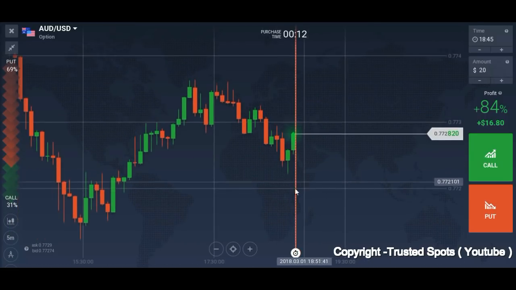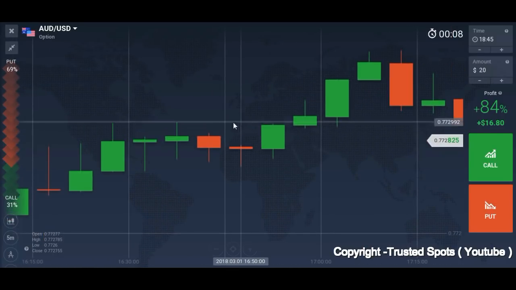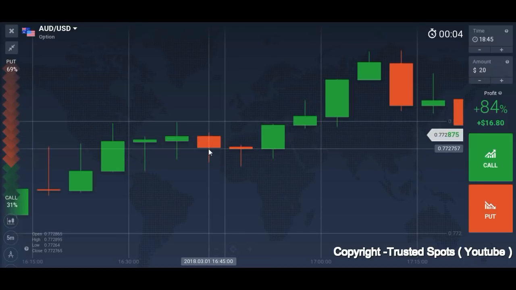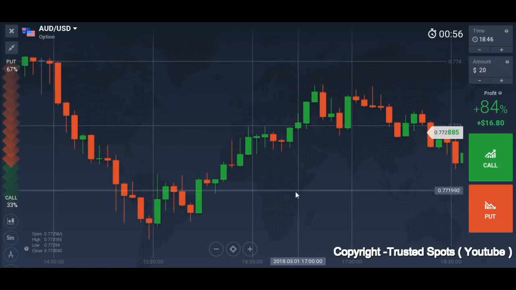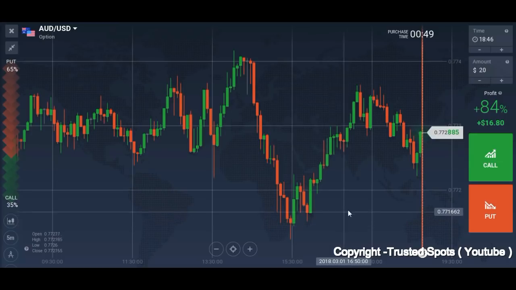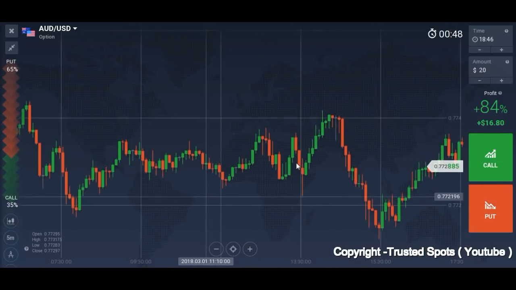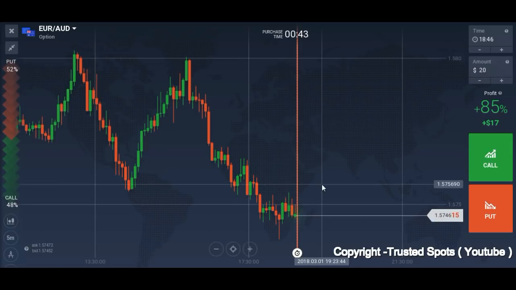Okay, you can see the same pattern. If you look carefully, it has a wick here. It was a support level. The next candle was a doji. The next candle, it's a green. It reverses, and you will find many more examples like this, but it's not 100%. Okay, so let's take one more trade as the candle is going to finish.